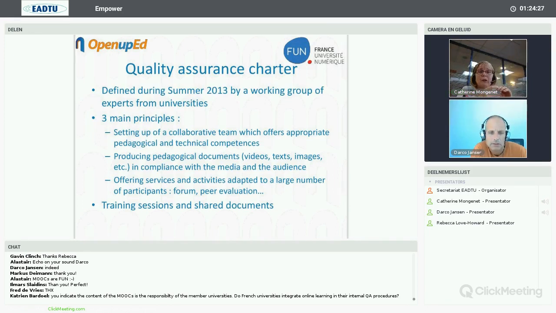Well, a lot of French universities have online curricula already, online bachelor's or online master's. So they obviously have their own internal QA procedures, and as you probably know, we have a very strong national organization that checks and accredits. So it's part of the accreditation process that each university has to go through every 5 years.